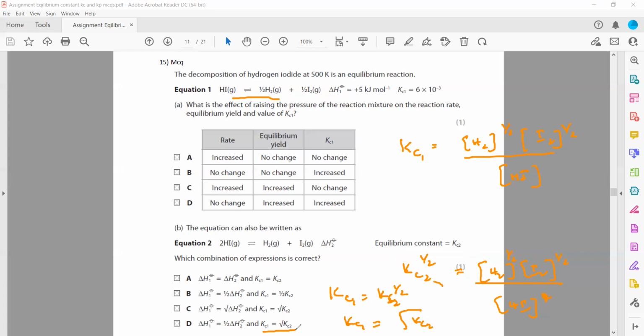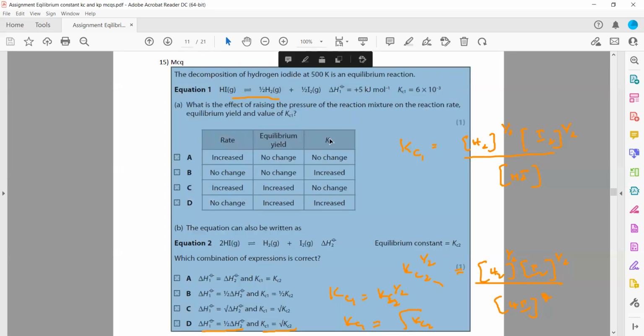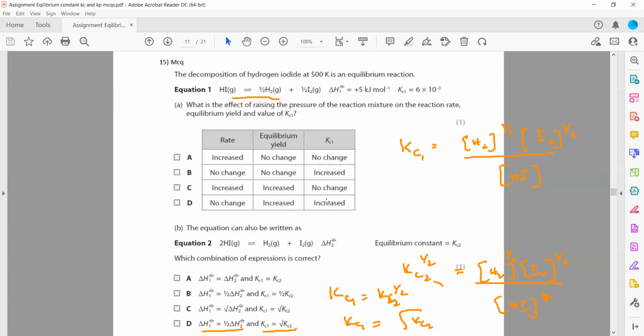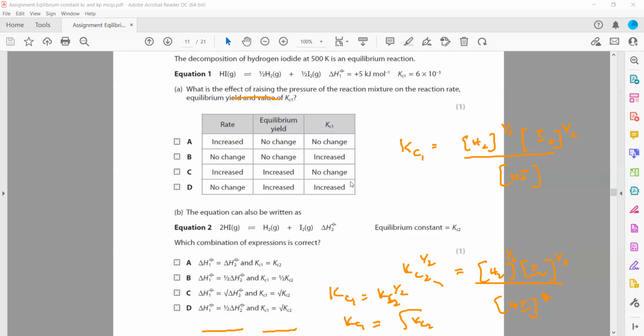That's the expression. D is right, the enthalpy change for the first one is half of the second one, and Kc1 is equal to root of Kc2. Is it clear, this one? This question about the enthalpy. So always try to make the number of moles on the right hand side equal, so the left hand side will also be equal. Then the next question is question 17, then 28.